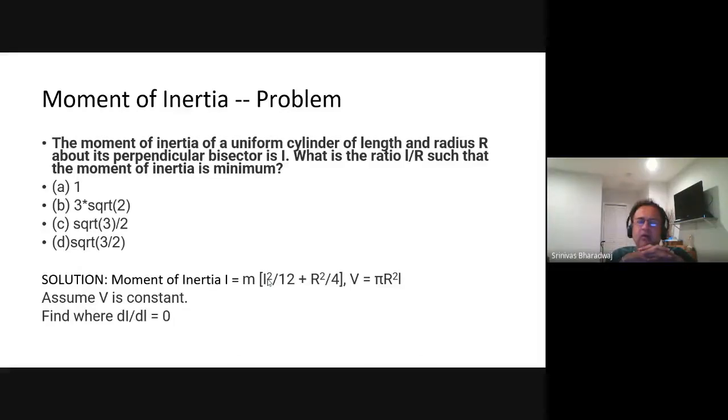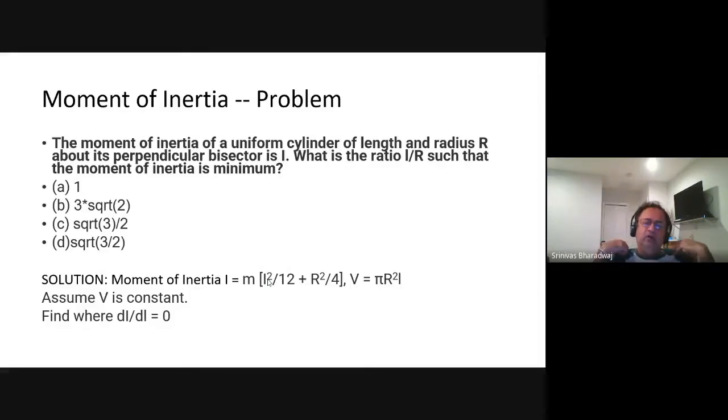Right? Now the volume is pi R square L. If we assume that the volume is constant, so now basically he has a uniform cylinder, and he is calculating the ratio of L by R. You can make it a thick cylinder, which is shorter, or a thin cylinder, which is longer, right? At what point is the moment of inertia minimum?